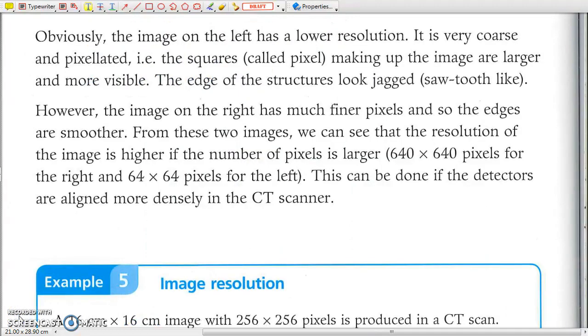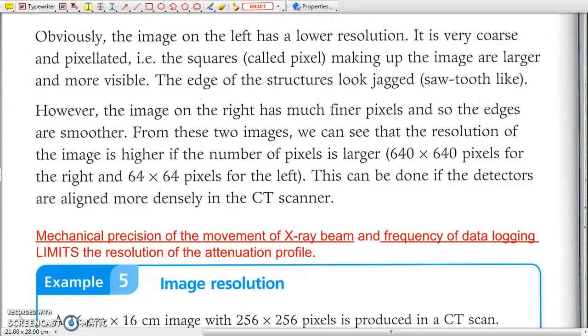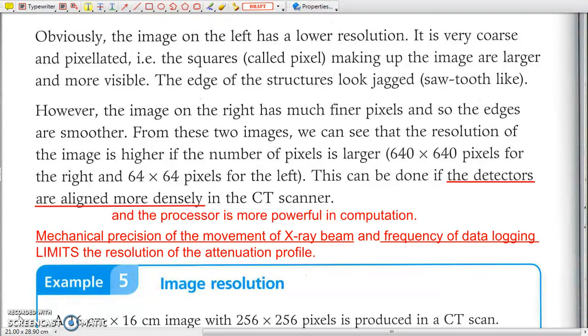The resolution of the final 3D model depends on the resolution of the back projection profiles, which is limited by the mechanical precision of the movement of the X-ray beam and the frequency of data logging as the fan beam is rotated around the patient's body. Nevertheless, for higher resolution, the computational power required increases exponentially.